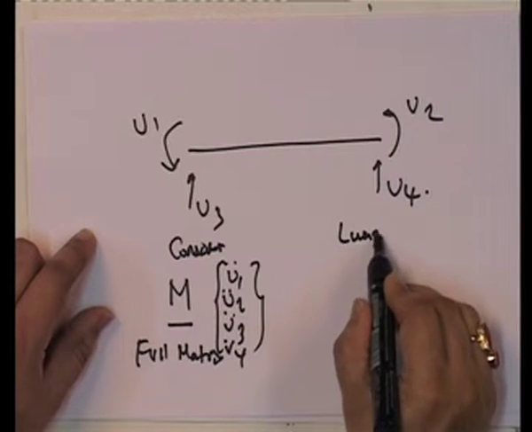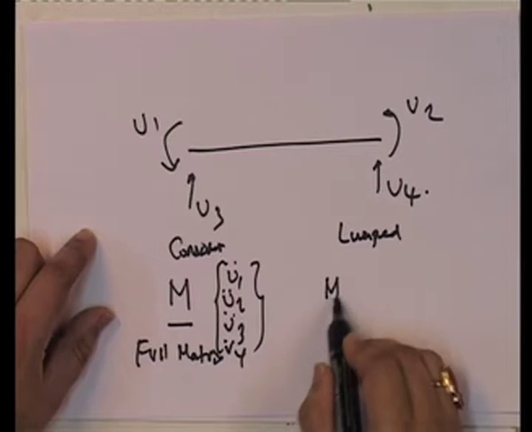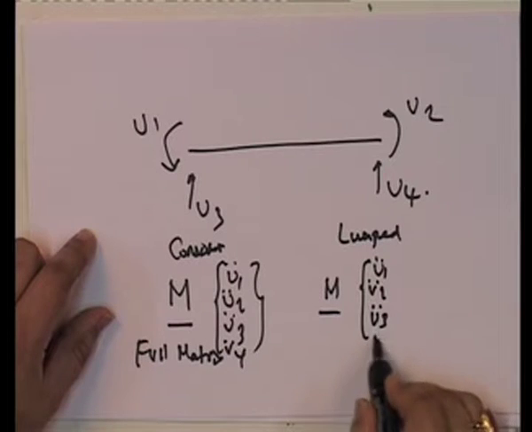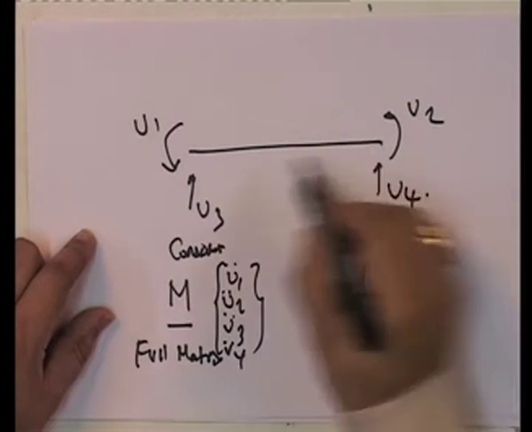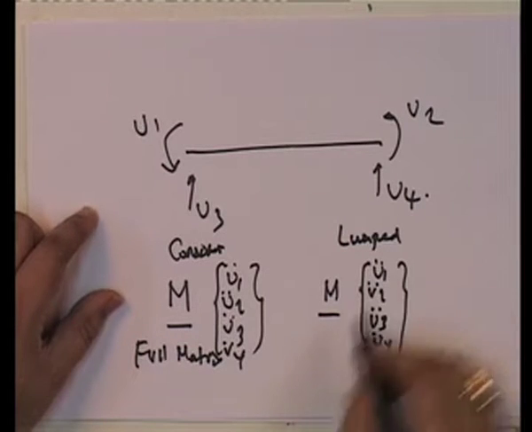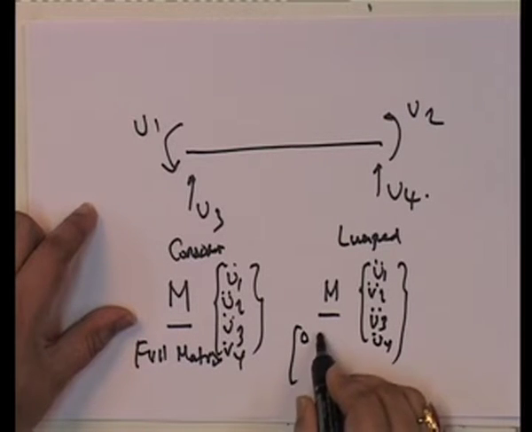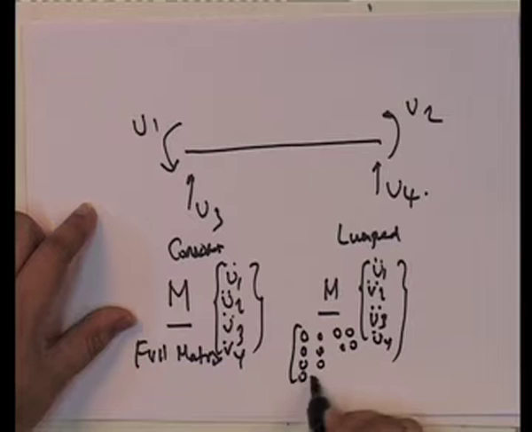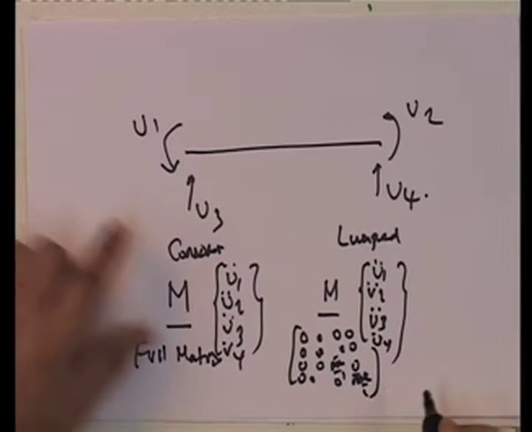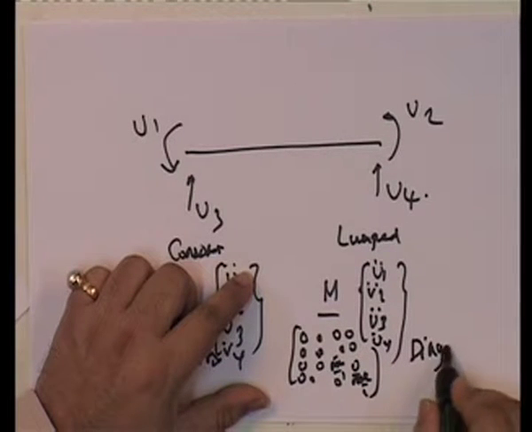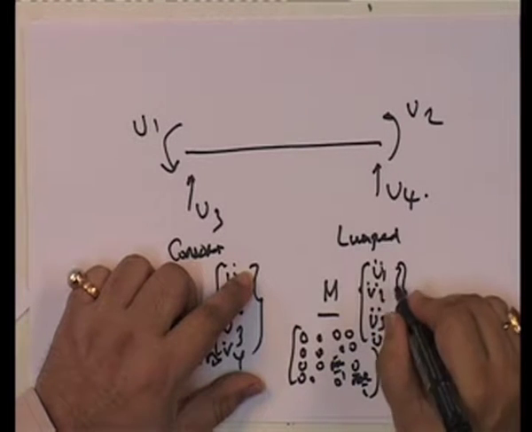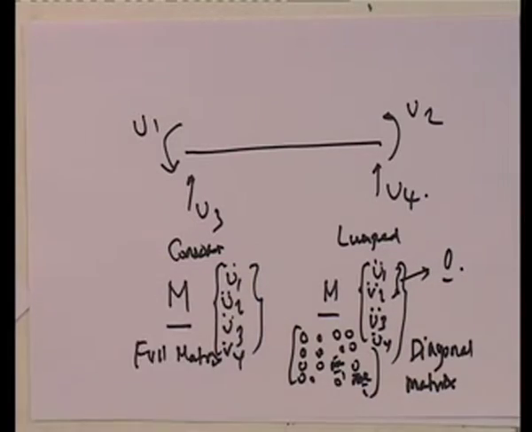Lumped M: since a lumped mass is lumped at these two ends, V1 and V2, it is completely 0, and the only thing that we have is, so it is not only a diagonal matrix, but corresponding to these two, it is a 0 matrix.